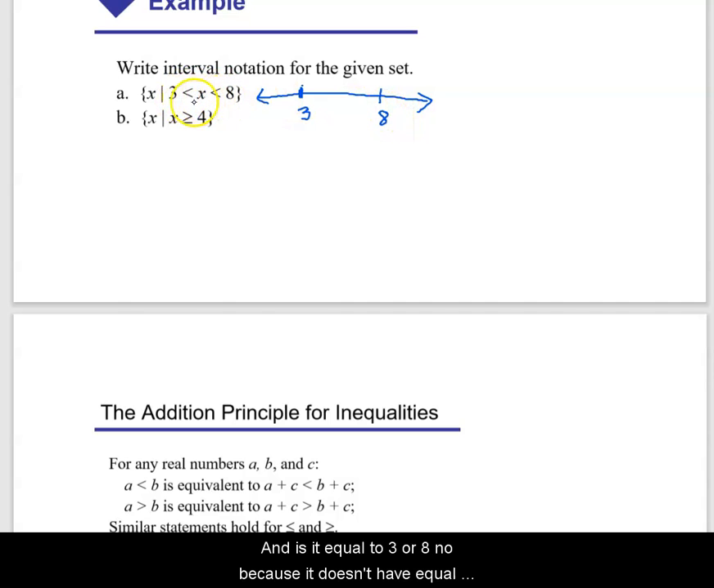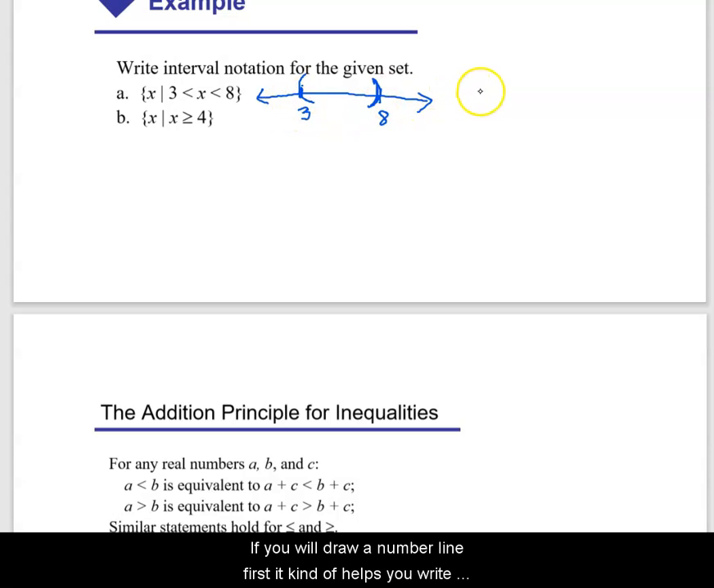And is it equal to 3 or 8? No, because it doesn't have the equal to sign under. And remember that if it's not equal to, it gets the parentheses. So we're talking about any x, any number that happens between 3 and 8, but not equal to them. So it could be 4, right?